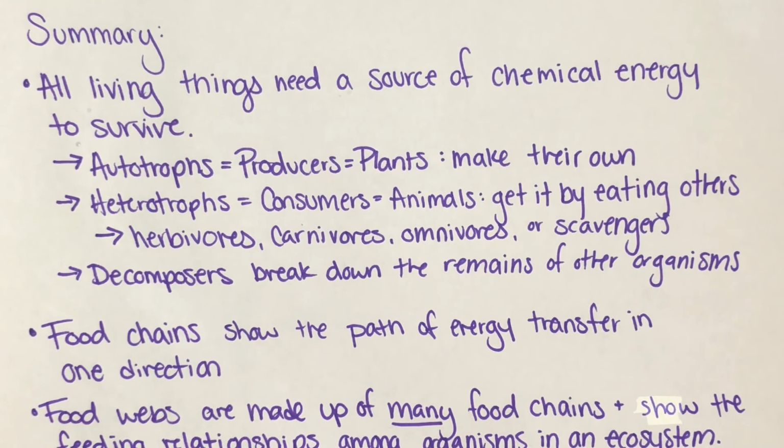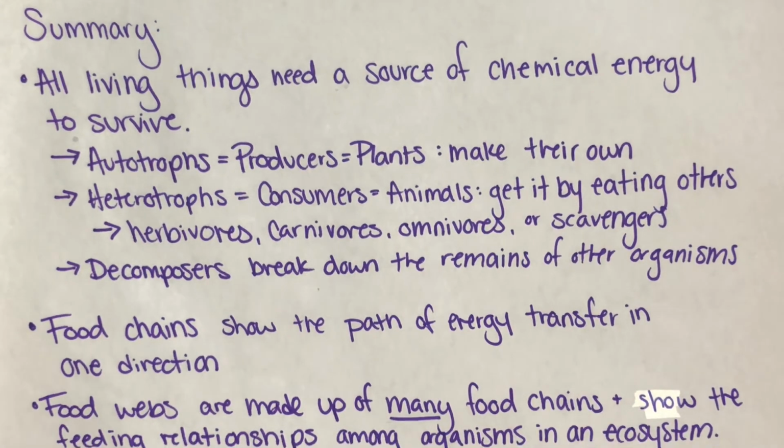To summarize, all living things need a source of chemical energy to survive. Autotrophs, our producers, are mostly plants, make their own through photosynthesis. Heterotrophs, our consumers, are mostly animals, get it by eating others. They can be herbivores, which eat plants, carnivores, which eat animals, omnivores, which eat both plants and animals, or scavengers that eat dead things. Decomposers are nature's recyclers. They break down the remains of other organisms. These are usually fungi and bacteria.